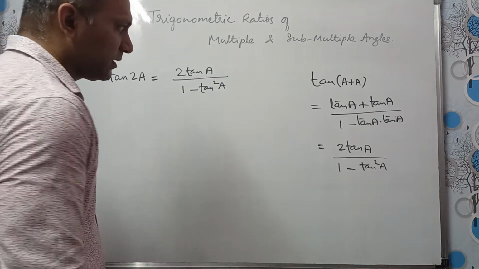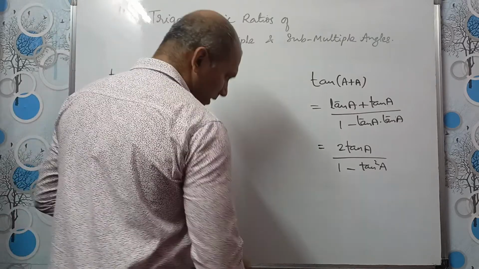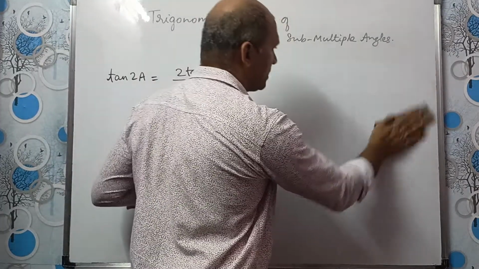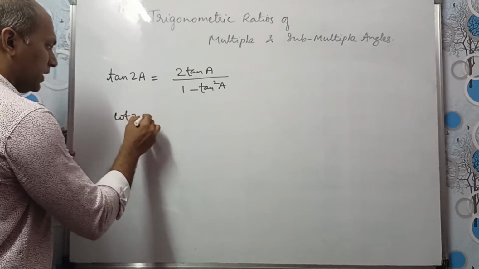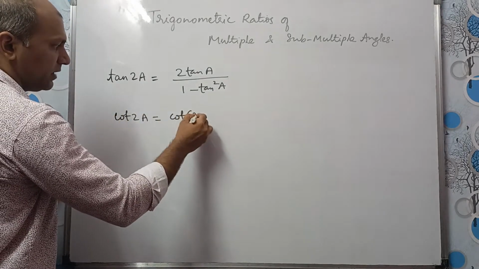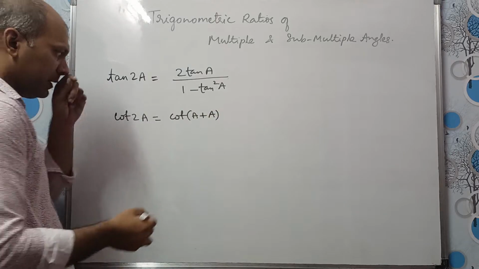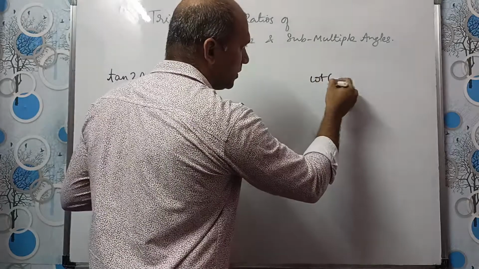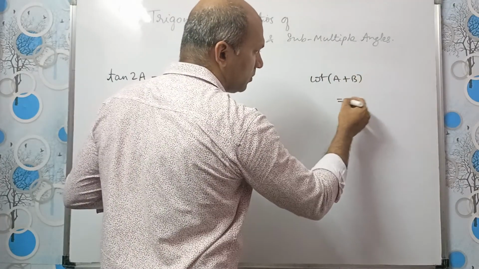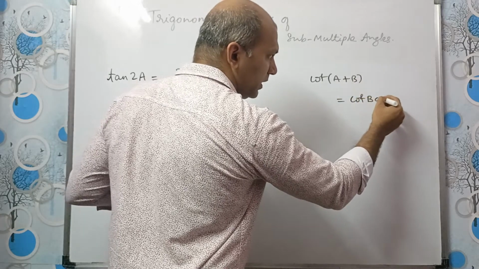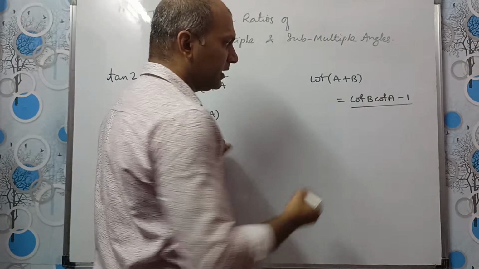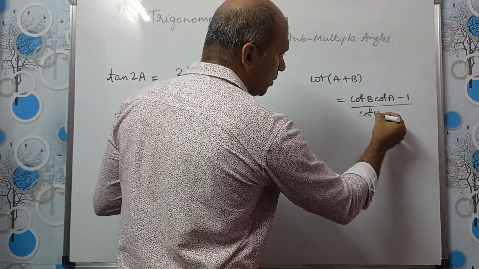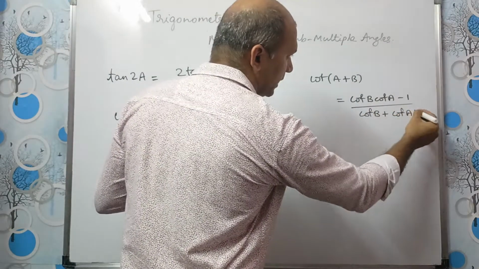Okay. Alright. Now let us learn about cot 2A. Let us see what the cot 2A formula is. Cot 2A. Same thing, we can write 2A as A plus A, right? And what is the cot(A plus B) formula? It is (cot B cot A minus 1) divided by (cot B plus cot A).